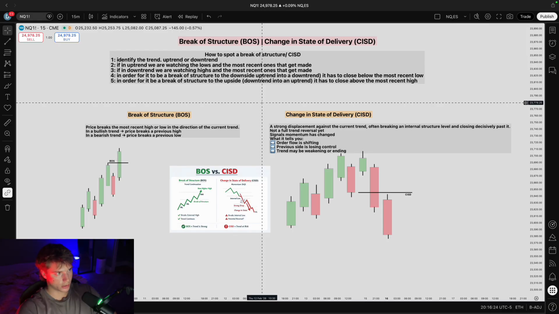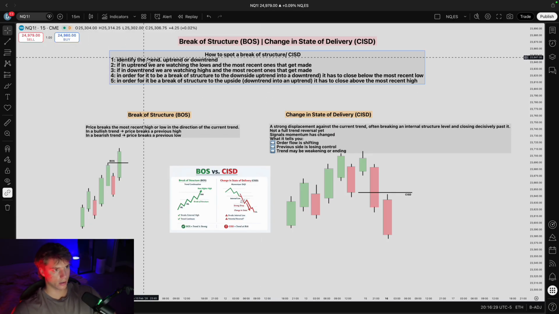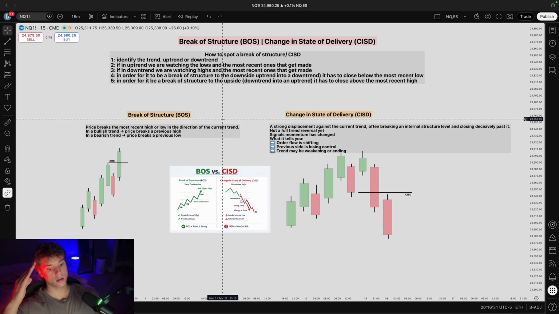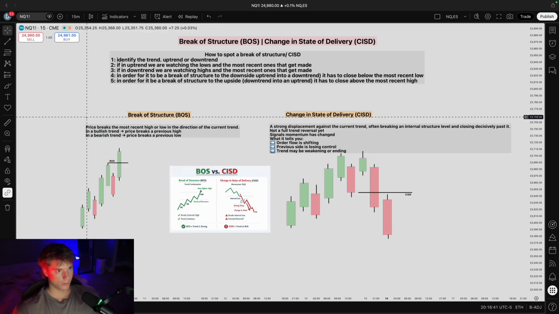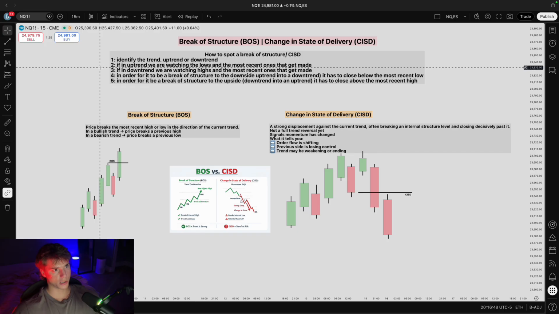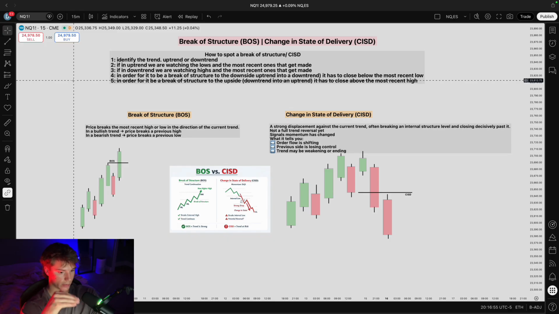For break of structure, number one, we need to identify the trend. Is it an uptrend or a downtrend? Once we determine what type of trend it is, from there we see if it's a break of structure or a change in state of delivery. If it's an uptrend, we're watching the lows, the most recent ones that get made, because we want the new lows to be higher than the old lows.